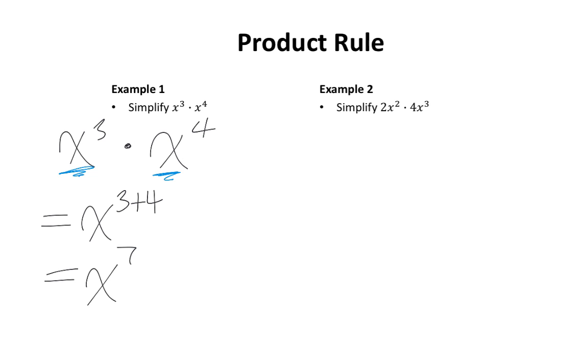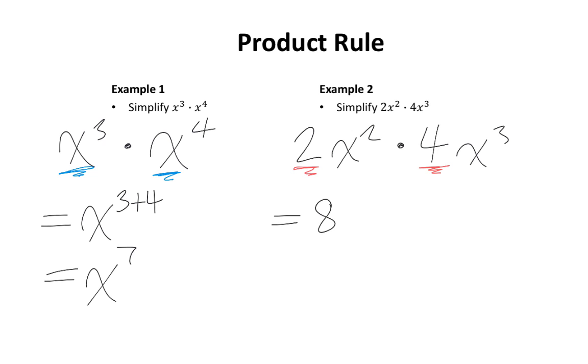In our second example, we want to simplify 2x to the power of 2 multiplied by 4x to the power of 3. This question is a little bit different since we have coefficients. We have a coefficient of 2 and a coefficient of 4. Since it's multiplication, you multiply these coefficients. 2 times 4 is 8.